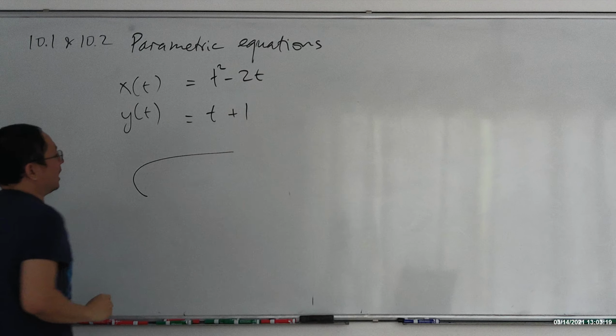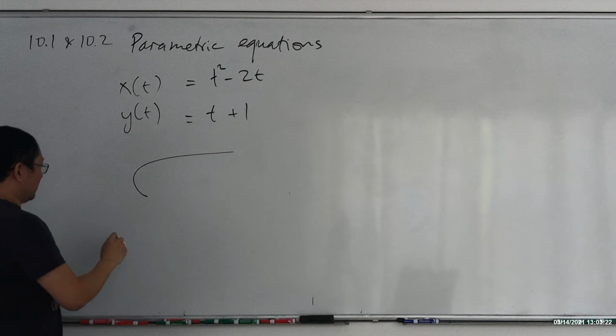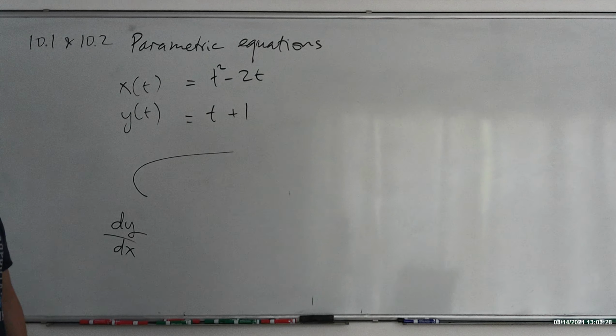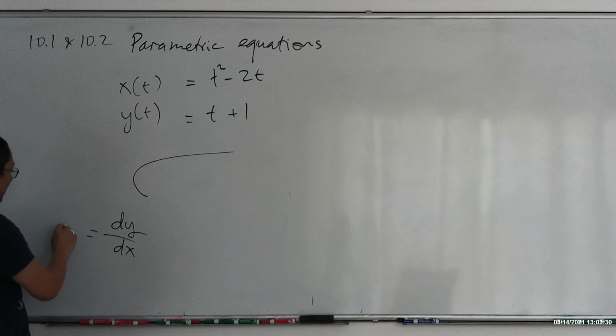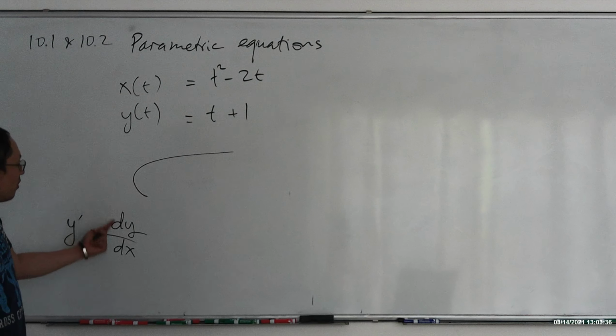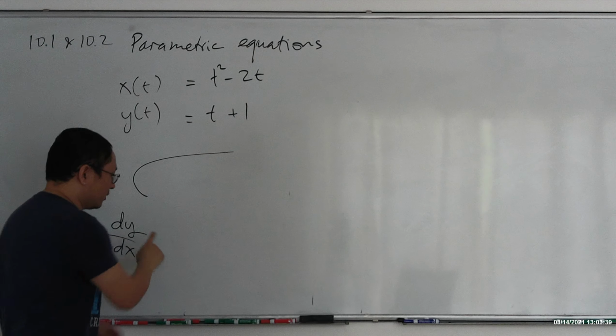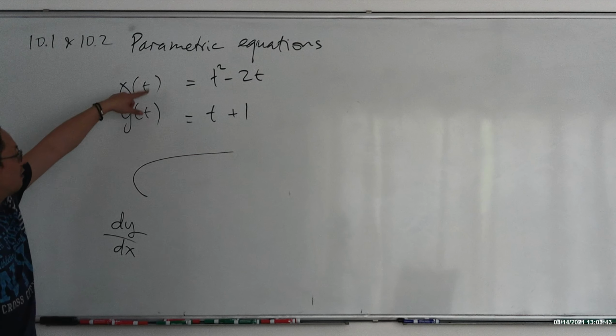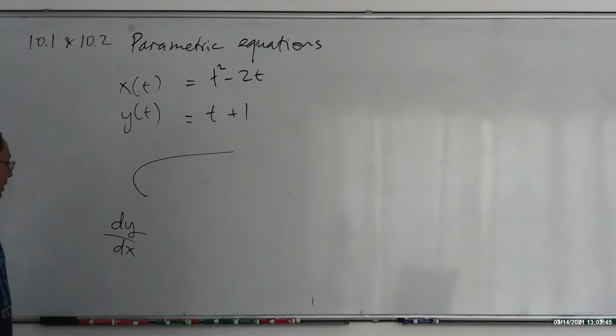Say you want to find the tangent line. You want to find a tangent line, you find the slope, right? Slope is going to be dy over dx. People used to write y prime, but now it's not really clear if you write y prime anymore. You see what? Change of y over change of x. I'm using Leibniz notation here, dy over dx, because the variable now is not x anymore, our variable is t. So I prefer to write this notation.